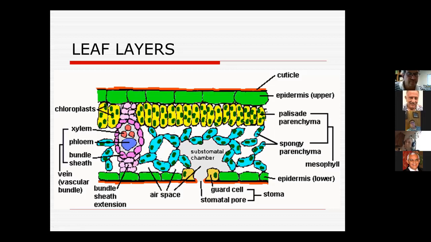Does the midrib and the lateral veins, do they look the same? Pretty much they do. You'll probably have a little bit more xylem and phloem in the midrib, and they'll be a little bit smaller, a little bit less in the smaller ones in the smaller veins.